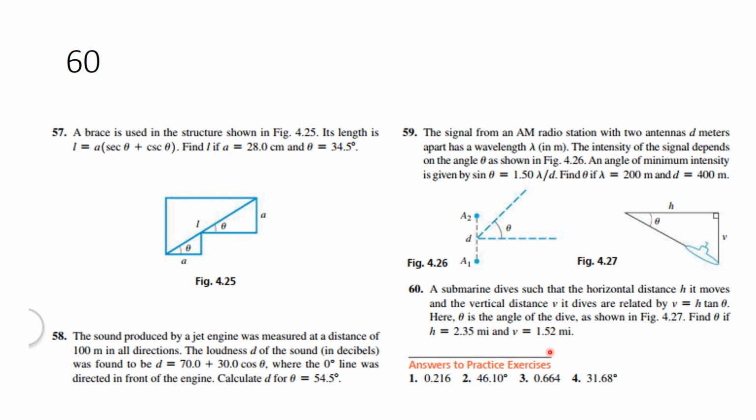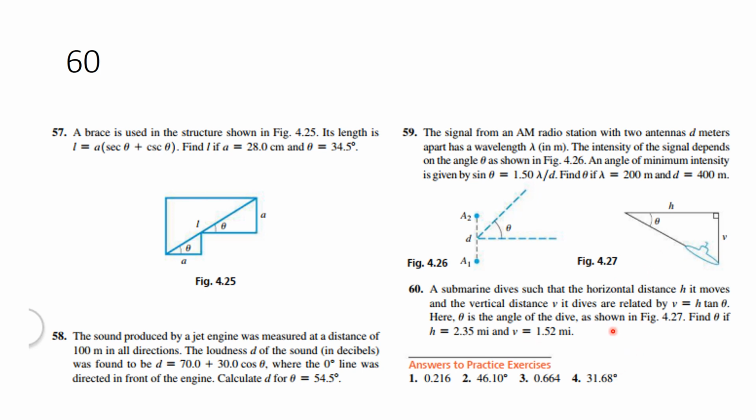There's another problem that we're going to look at, and that is problem 60. A submarine dives such that the horizontal distance it moves, that's up here, here's the picture, and the vertical distance as it dives are related by the tangent of theta is equal to v over h, or v is equal to h times the tangent of theta. And here theta is the angle of the dive, you can see it in the picture. They ask us to find theta if h is 2.35 and v is equal to 1.52.